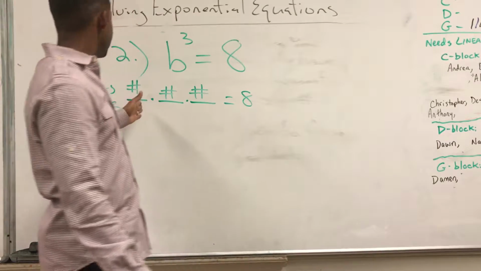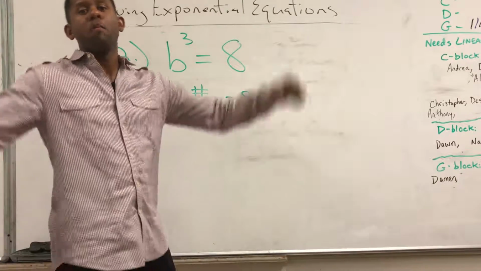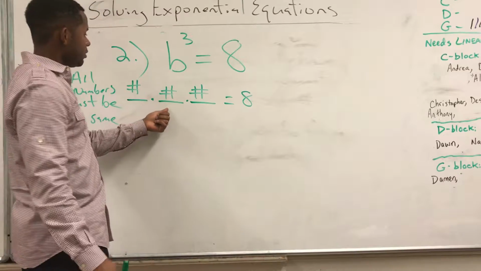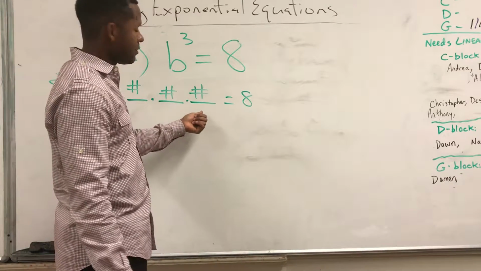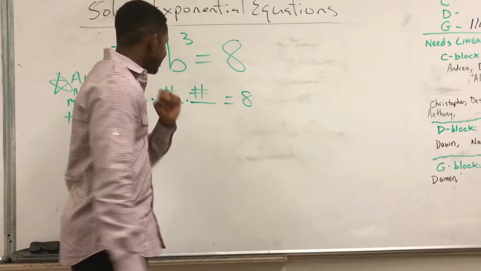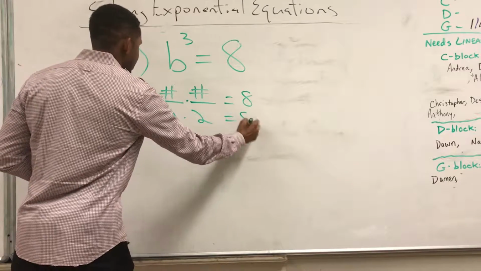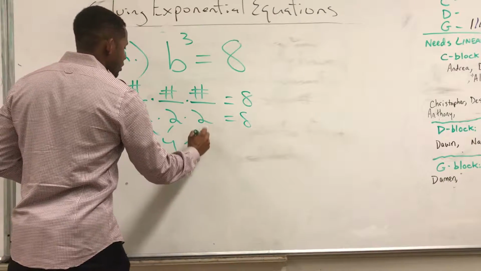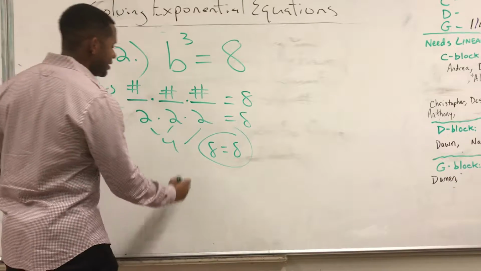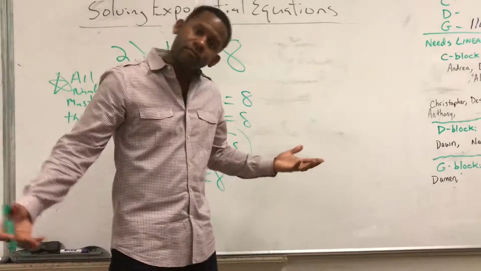So I'm going to start with 1. 1 times 1 is 1 times 1 is 1. That's not 8. I'm going to start with 2. 2 times 2 is 4 times 2. Oh, snap. Deuces seem to work. 2 times 2 times 2. 2 times 2 is 4. 4 times 2 is 8. Nice. So in this situation, b equals 2. All right?